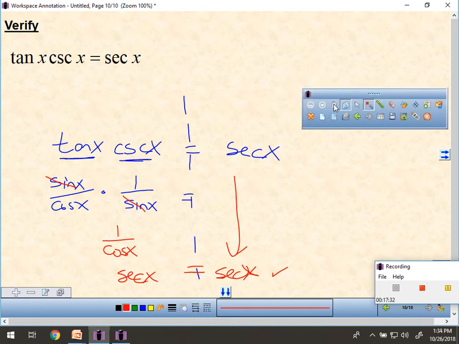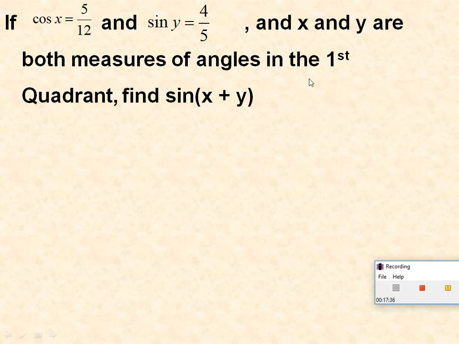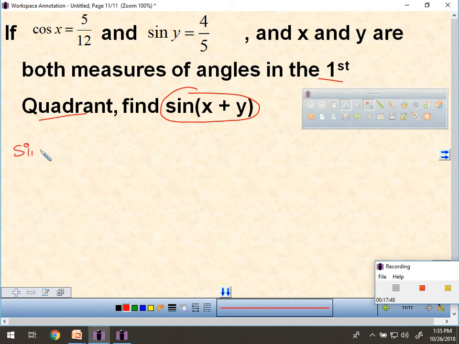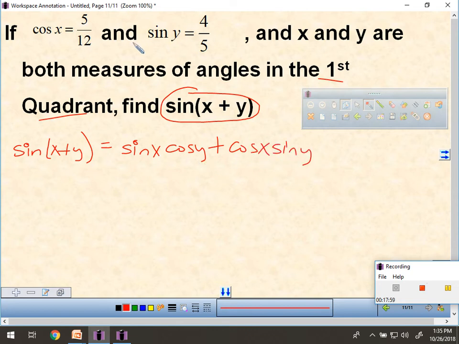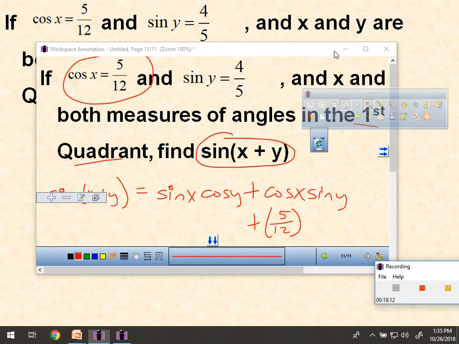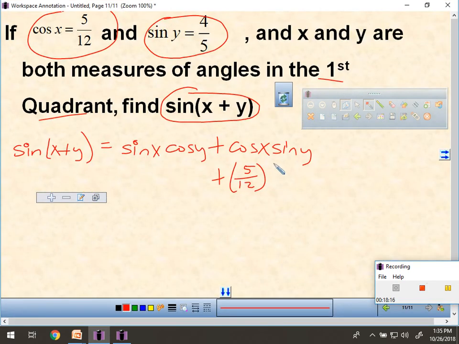You verified it. All right, for the next type of problem, it says that if cosine of x is 5 over 12 and sine of y is 4 over 5, and x and y are both measures of angles in the first quadrant, find sine of x plus y. Well, I'm going to write down the formula for you. You don't have to memorize it, but the formula for sine of x plus y is sine of x cosine of y plus cosine of x sine of y. Well, I already tell you that cosine of x is 5 over 12, so we know that this is 5 over 12. I also tell you that sine of y is 4 over 5. So I know that this right here is 4 over 5.